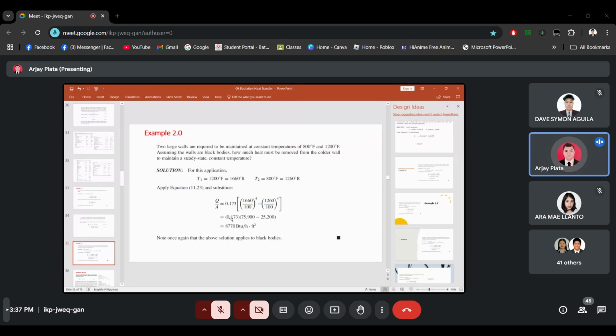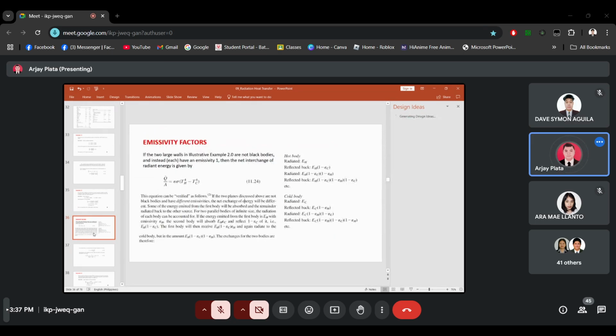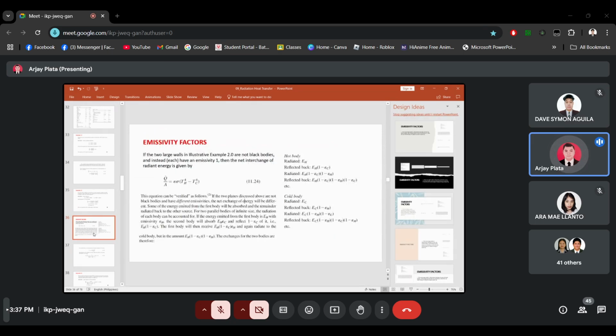Note once again that the above solution applies to black bodies. That's why there's no emissivity here. y'' equals negative a cosine of x minus b sine of x. Then, let's add y' as well. So we have negative a sine x plus b cosine x, and then equate it to sine x.